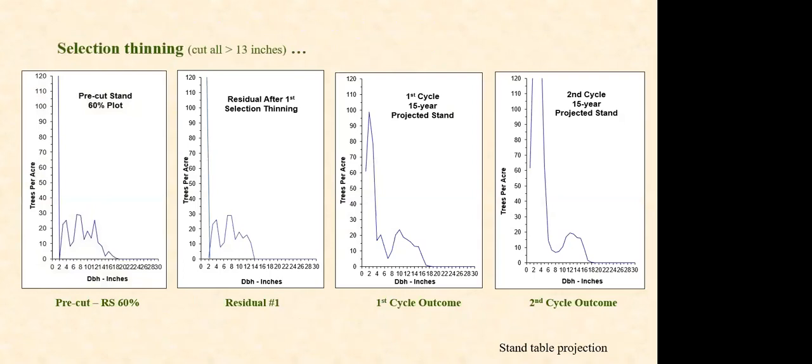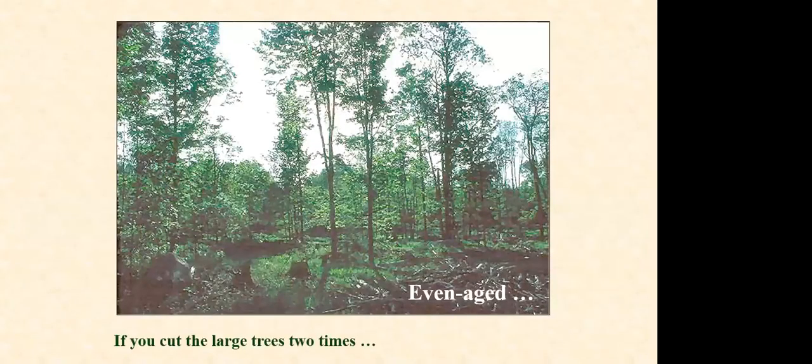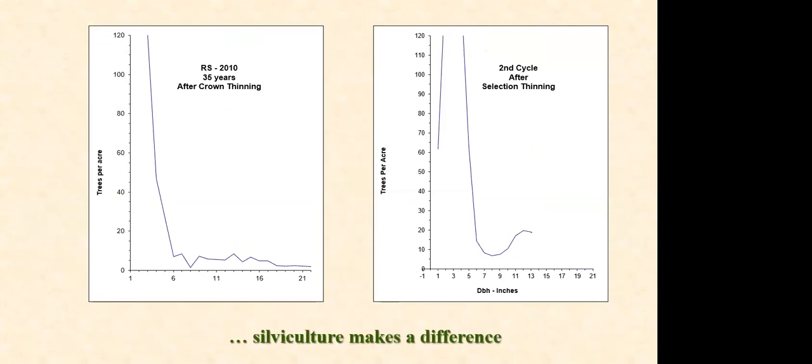And here's the end of the second cutting cycle. This is 30 years later. You see the distinct left-hand tail in the pot belly. Again, not very big trees on the upper end. Slow growing trees. Each time you enter, you're taking out the biggest, you're leaving behind the slowest growing of the residual trees. That's an actual case where two diameter limit cuts were applied to an even age northern hardwood stand. Unfortunately, it was a gorgeous stand to start with. So, left-hand diagram, 35 years after crown thinning. Right-hand diagram, 30 years after selection. Quite a difference. Silviculture does make a difference.